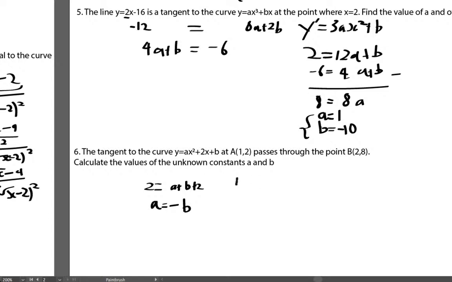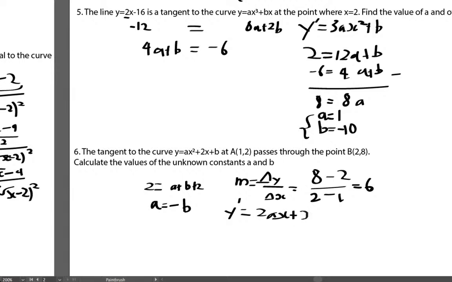The gradient here would equal the change of y over the change of x, which you could write as y2 minus y1 over x2 minus x1. So 8 minus 2 divided by 2 minus 1 would equal 6. And this is the answer when you derive the function first: y prime would equal 2ax plus 2.